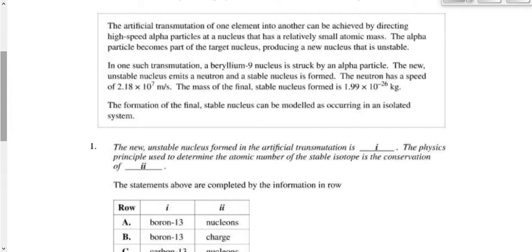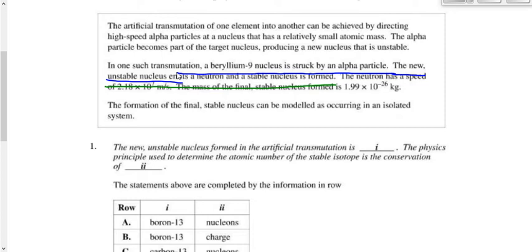Starting with question number 1, talks about this unstable nucleus that's formed up here as a result of this artificial transmutation. Look what's happening. A high-speed alpha particle is directed at a nucleus that has a relatively small atomic mass. The alpha particle becomes part of the nucleus, and then it produces a nucleus that's unstable. So we've got this taking place. The beryllium-9 being struck by the alpha particle, producing an unstable nucleus, and then we have an unstable nucleus emitting a neutron, producing a stable nucleus.